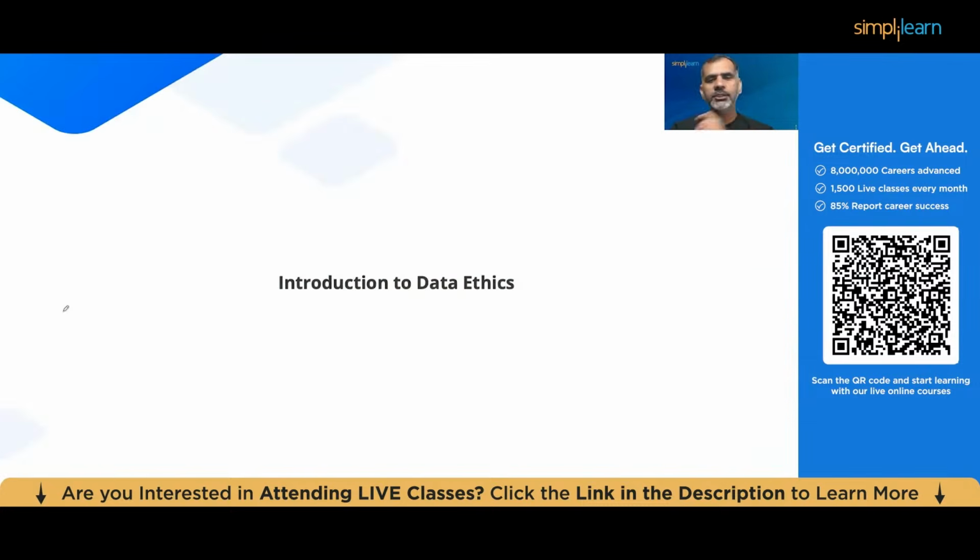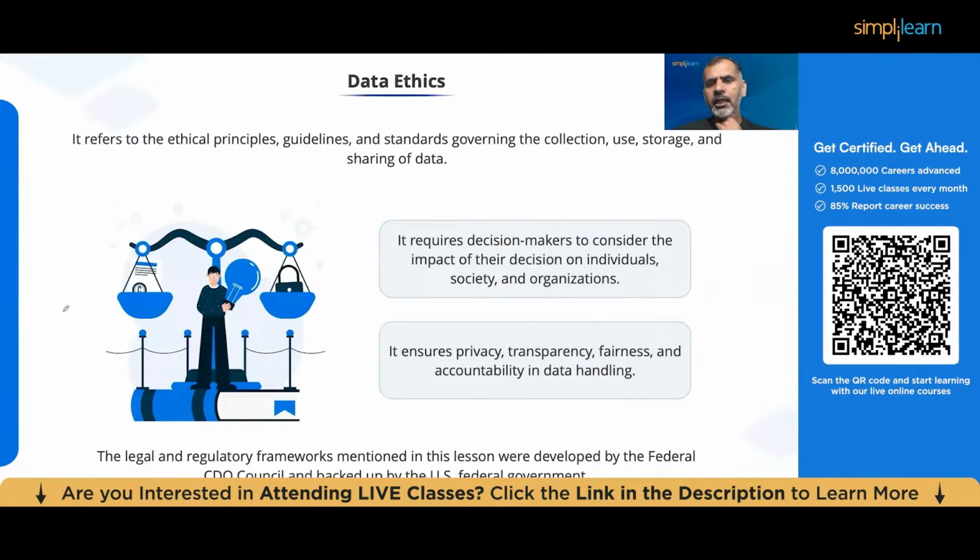So let's start with the introduction to data ethics. This is the first thing, where we need to understand what data ethics is and what comes under data ethics. We can say that data ethics basically addresses questions regarding the different ethical principles, guidelines, and standards governing the collection, use, storage, and sharing of data. So whenever you are collecting data, what are the principles of collecting data, using data, storing data, and even sharing data? And I would add one more thing, processing of data: how you process that data is also very important.